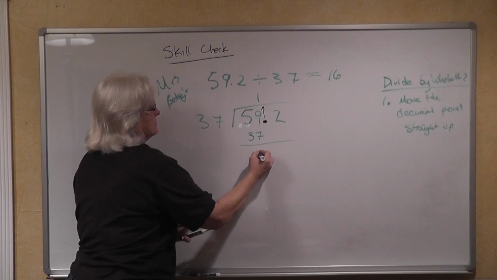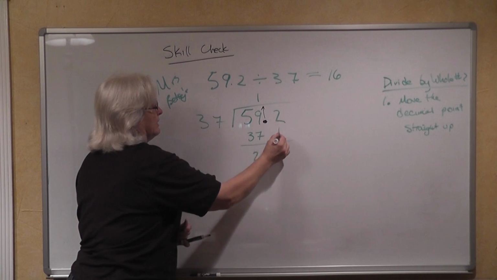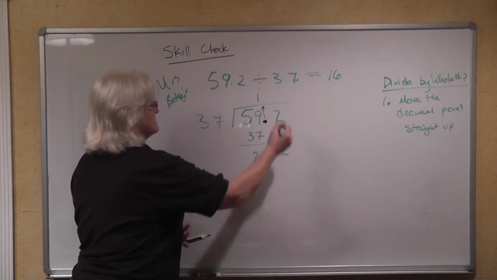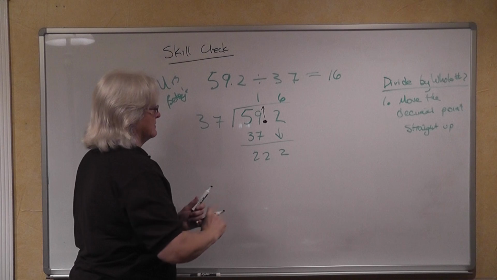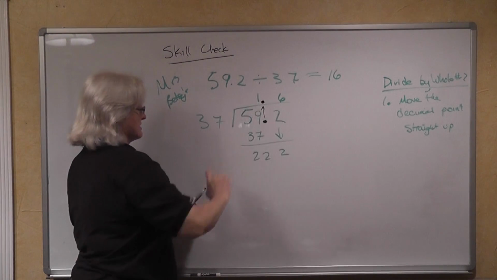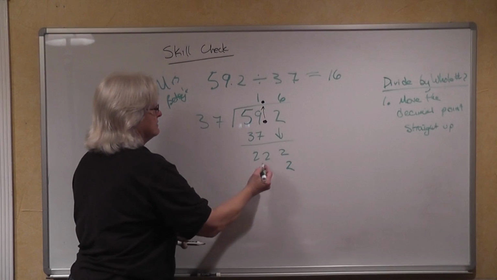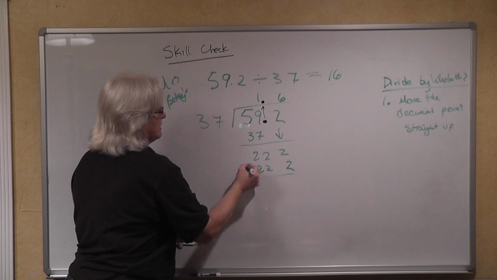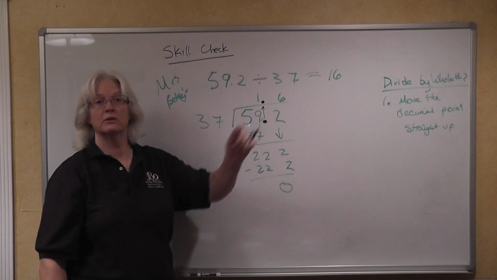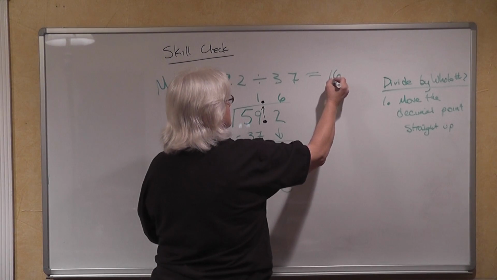37 times 1 gives 37, subtract and bring down the 2 to get 222. We're going to say that this goes in 6 times, so move that decimal point directly up. 6 times 7 is 42, and I carry 4. 6 times 3 is 18, and 4 is 22. We have a remainder of 0, so we're going to locate that decimal point between the 1 and the 6.